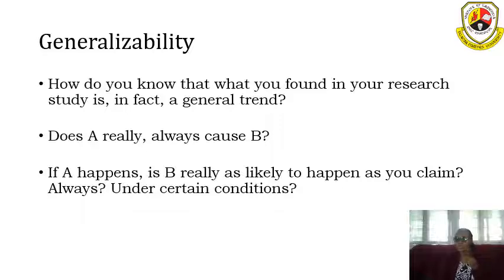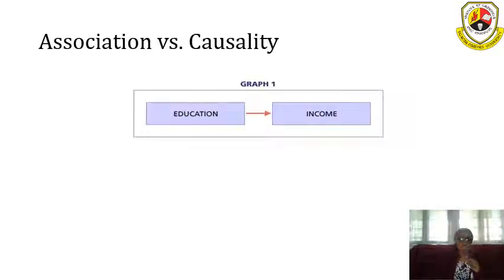That's what generalizability means. Does A really cause B? That's what one finds. Is there an actual dependency situation? Is it an association or a causal effect? Because that's what explanatory research wants to find out. Is there an actual causal effect? If A happens, is B really likely to happen as you claim? And under what conditions? So one of the things we want to find out is, is it an association or is it a causality?